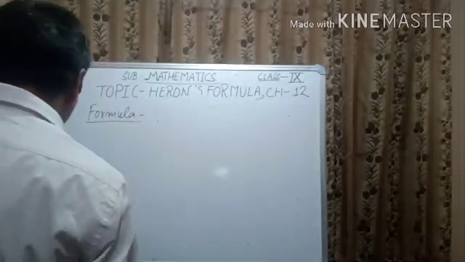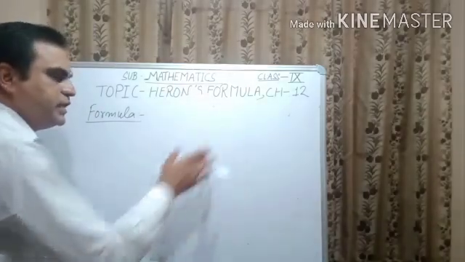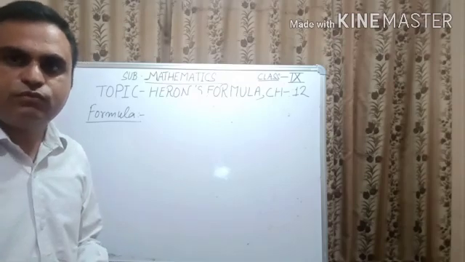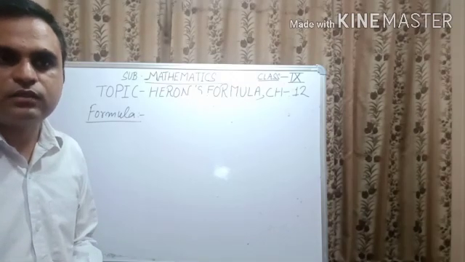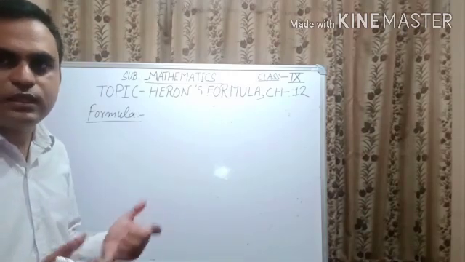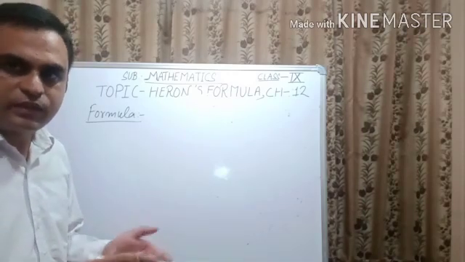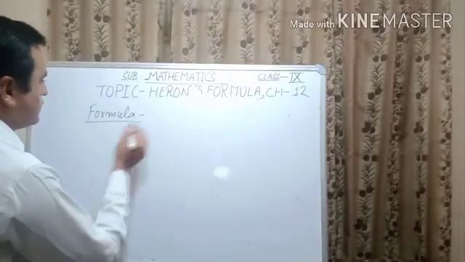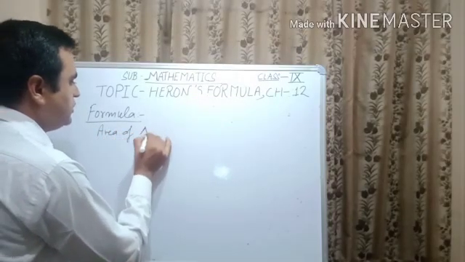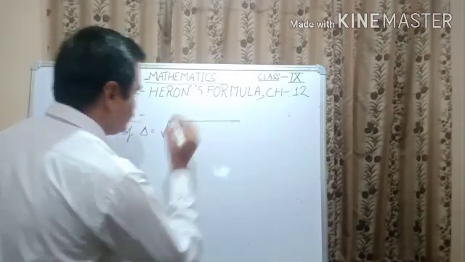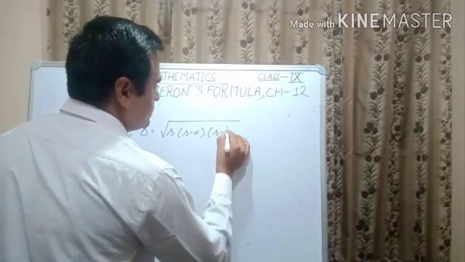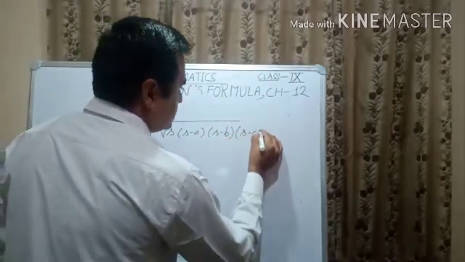Heron's formula is used for finding the area of a scalene triangle, an isosceles triangle, or an equilateral triangle. We can apply Heron's formula to all 3 triangles. Area of triangle equals under root S times S minus A, S minus B, and S minus C.